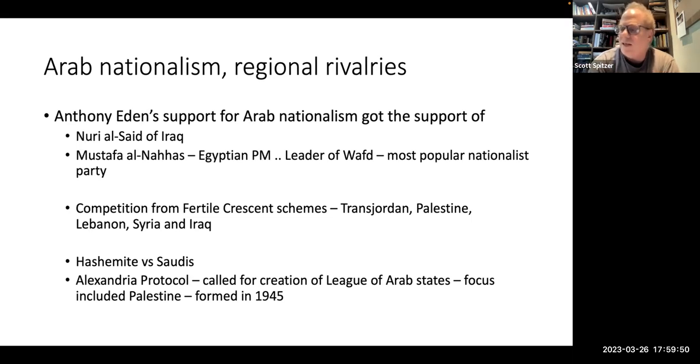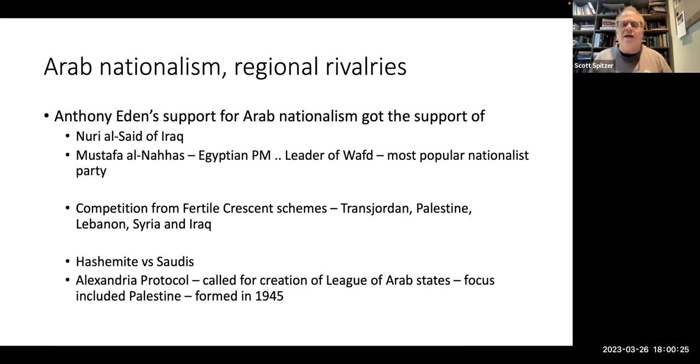Most of the Arab leaders are focused on regional unity. And that's what Anthony Eden is trying to support. He's promising the Arabs that they'll get self-government. This captures the imagination of al-Said in Iraq, and the new prime minister in Egypt. And then there are other plans for Arab unity that are in competition with that.